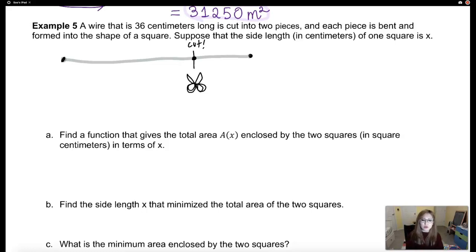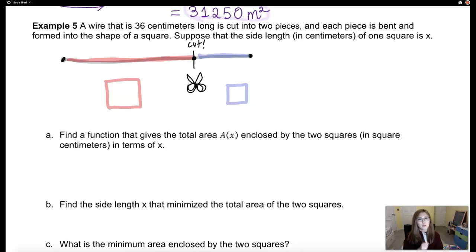Okay, I see what's going on. So they're going to grab this piece and they're going to bend it and make a small square. Okay, that's supposed to be a square. And they're going to take this piece, which is a smaller piece right there, and they're going to make an even smaller square. So that's what they're doing.